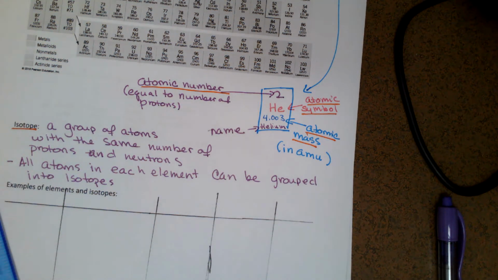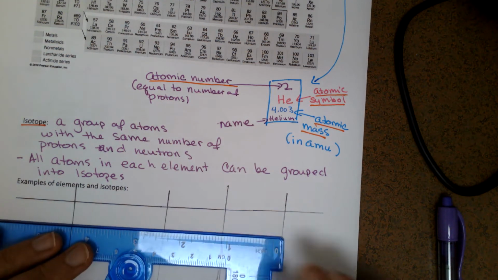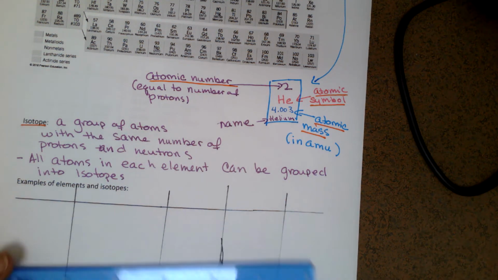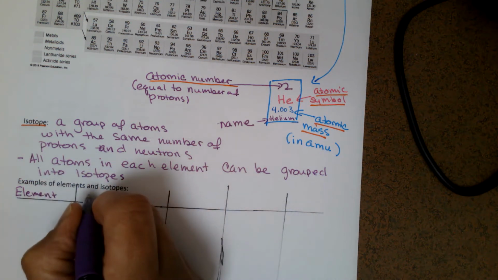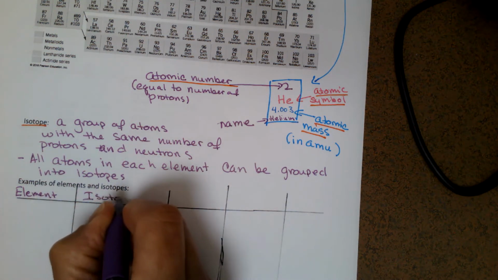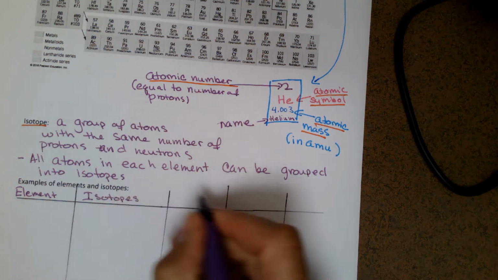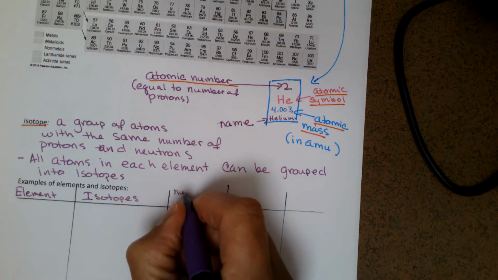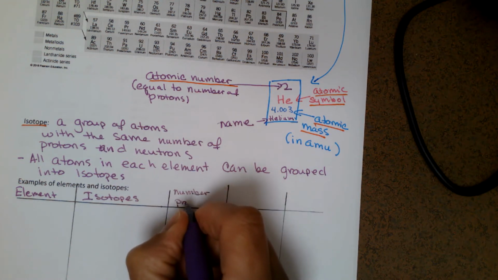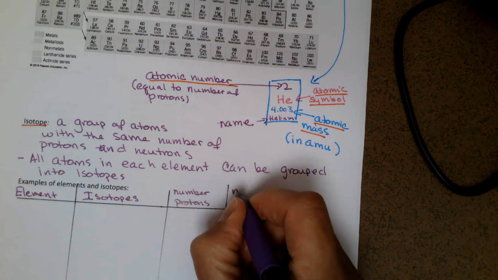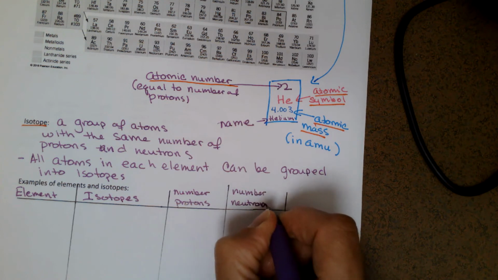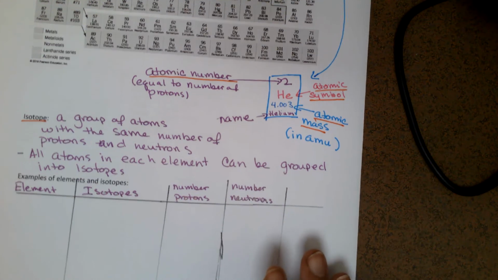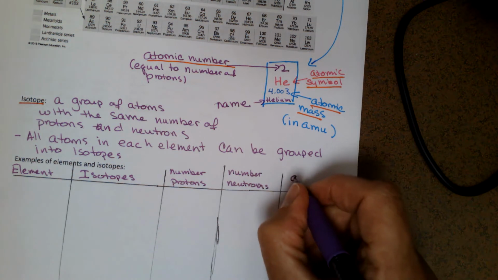So let's go ahead and fill in this table. Over here on the top, I'm going to list this as our element. Here I'm going to have these isotopes. Over here, I'm going to have the number of protons. Here I'm going to have the number of neutrons. And over here in this last column, I'm going to have the atomic mass.